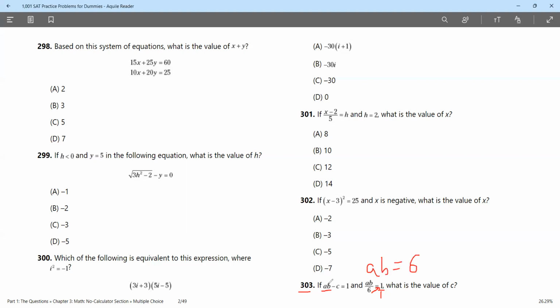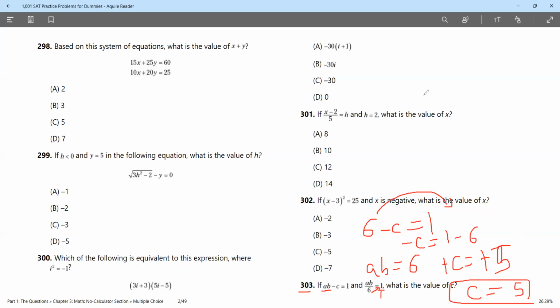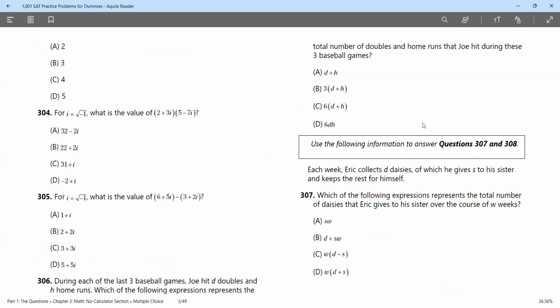And then we will replace AB here by 6. So it will be 6 minus C equal to 1. And then we will move 6 here. So it will be negative C equal to 1 minus 6. So negative C will be equal to negative 5. And then we will eliminate negative by negative. So C will be equal to 5. Moving on. Okay, here is the answer, 5.